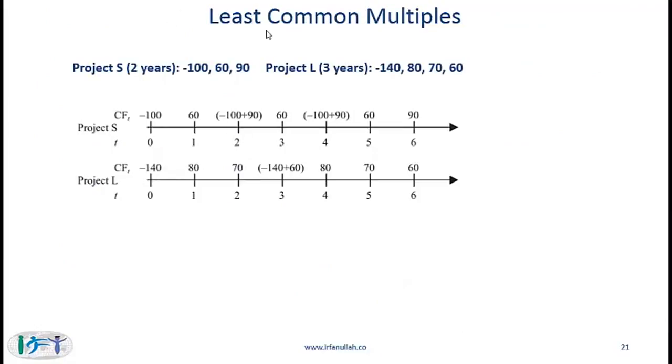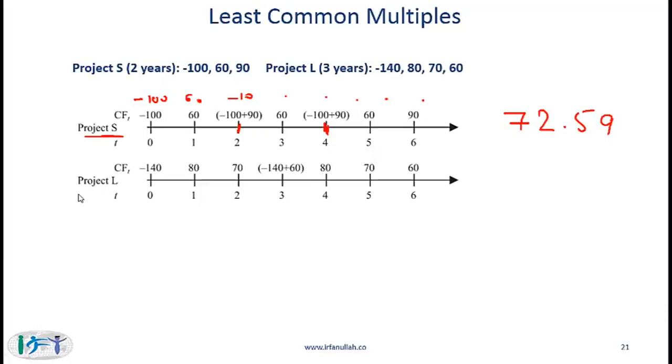So here is what you do with the LCM approach. This is project S. To put it over 6 years, we say, okay, minus 100, and then we get 60 and 90. But at the end of year 2, we again invest 100 to get 60 and 90, and so on. And again, here we invest 100. So we look at the net cash flows, which would be minus 100, 60, minus 100 plus 90 would be minus 10. So you project all the cash flows and you figure out the NPV of this project, and what you should get is 72.59.